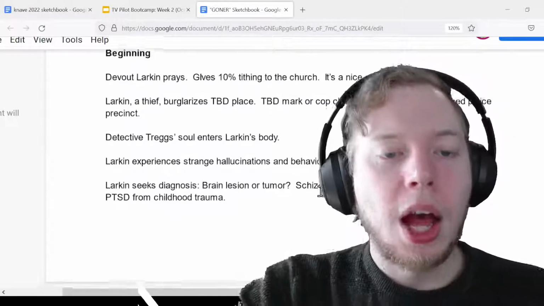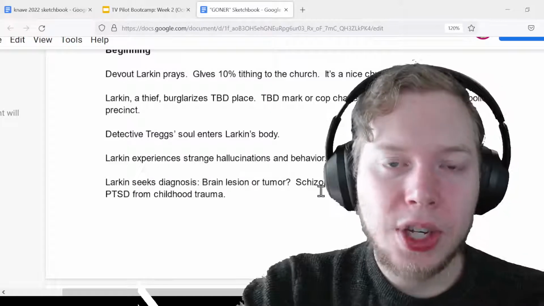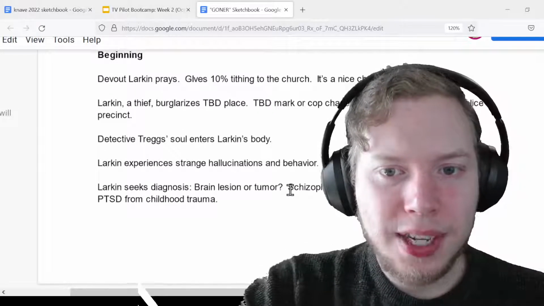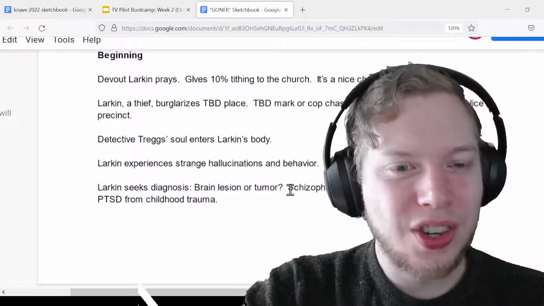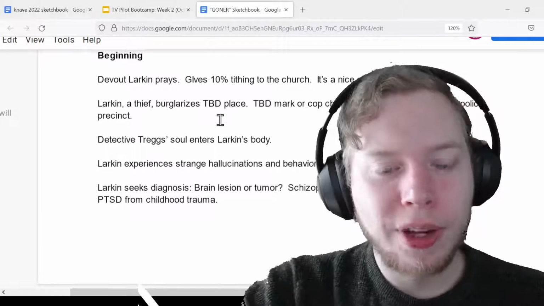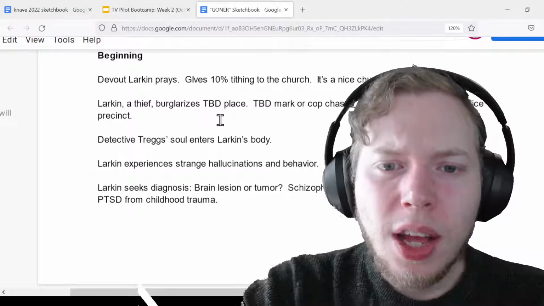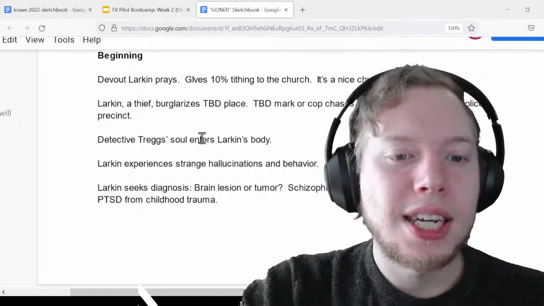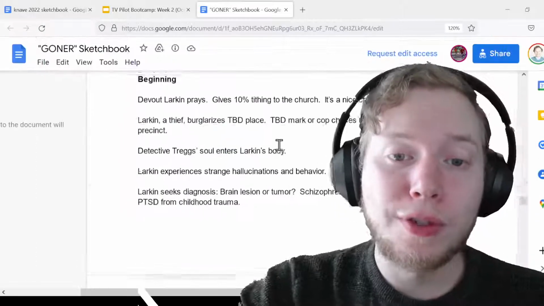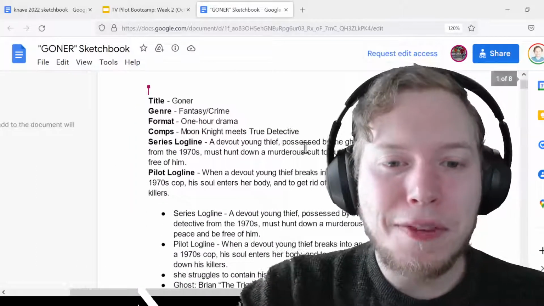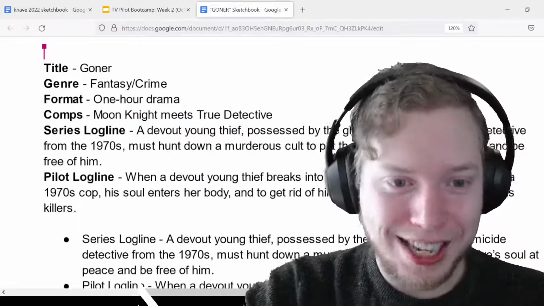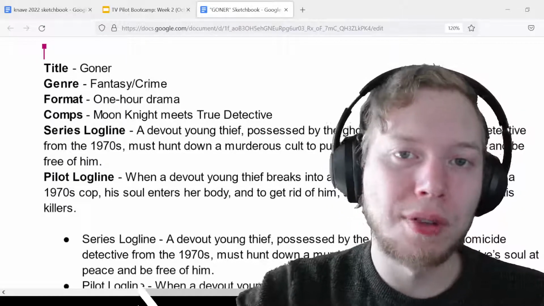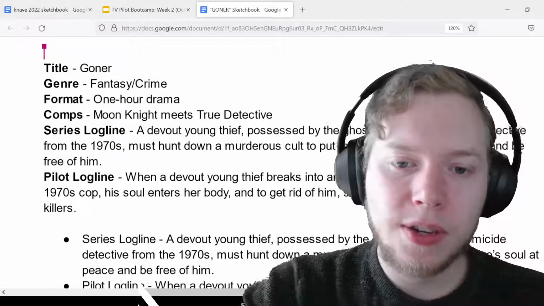I see. All right, so Larkin, our main character, she's a religious thief. She prays, giving 10% tithing to the church. It's a nice chunk of change. Okay, so Larkin, a thief, burglarizes someplace. A mark or cop chases her to an abandoned police precinct. Detective Treggs... That's right. So the premise of this show, for those who do not yet know, this is about a thief who gets possessed by the ghost of a detective who needs to now hunt down his murderers in order to put his soul at rest and get rid of him. Would you say that's correct?